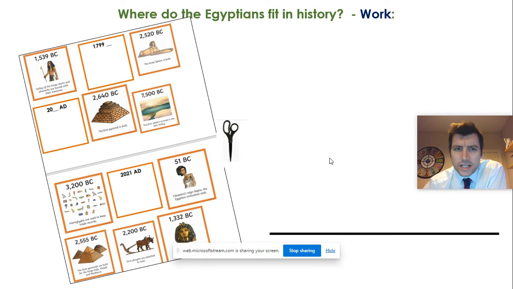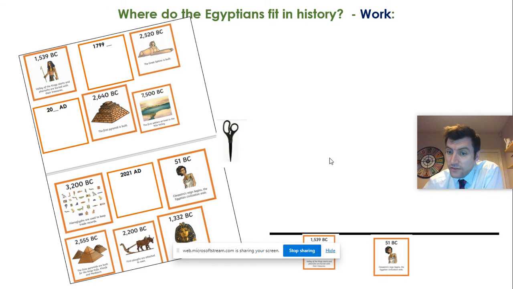Now, it might feel a bit tricky because if you remember, our BC dates are almost in the wrong order. So if we look at 1539 BC, that's actually something that occurred before a smaller value of 51 BC. Because the smaller the BC value, the closer to today we are. So 0 BC would be the closest BC value we could have to today.